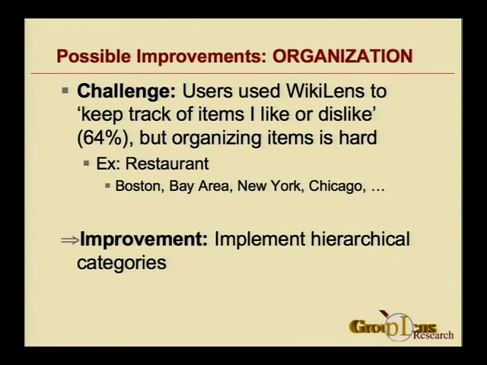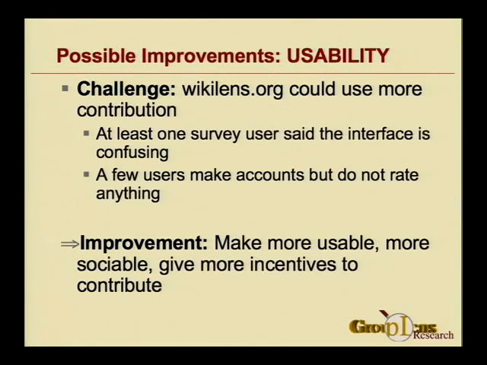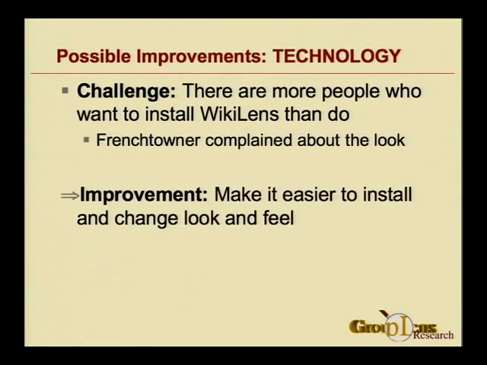Users used WikiLens to keep track of items they like or dislike, but organizing those items is hard. Right now, wikilens.org has 5 restaurant categories: Boston restaurant, Bay Area restaurant, New York restaurant. That doesn't scale, so we should implement hierarchical categories. WikiLens.org could use more contribution, as any community-maintained site. We'd like to make it more usable, more sociable, and give more incentives for people to contribute. And there's a lot of research into what exactly incents people to contribute.